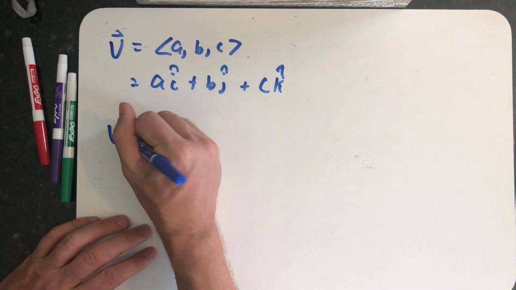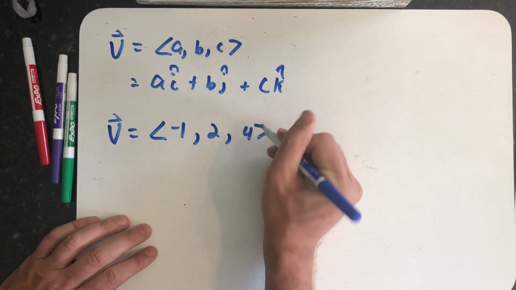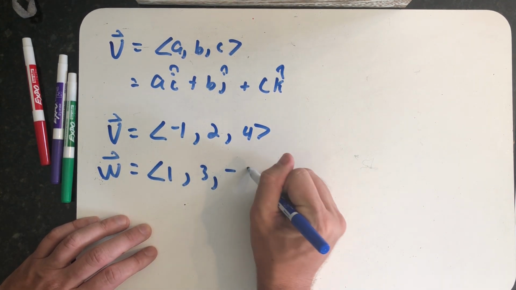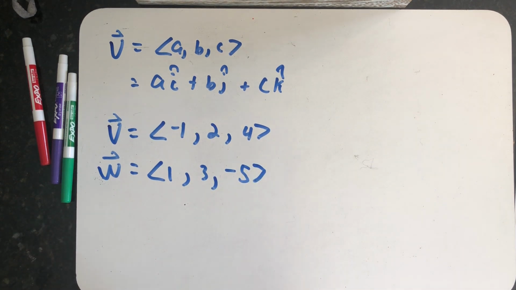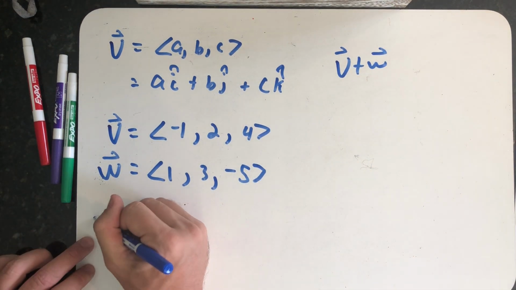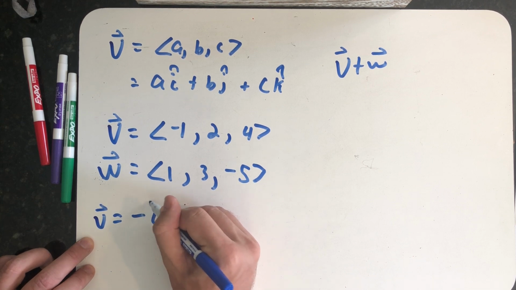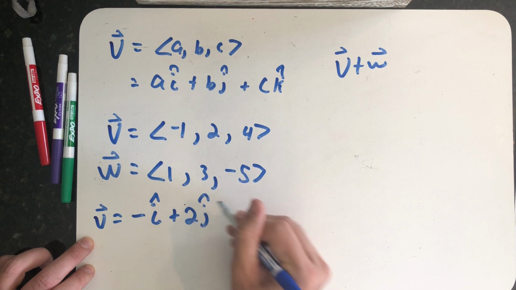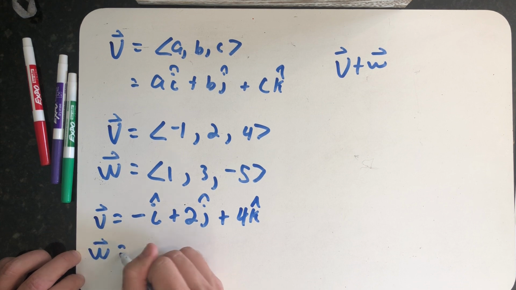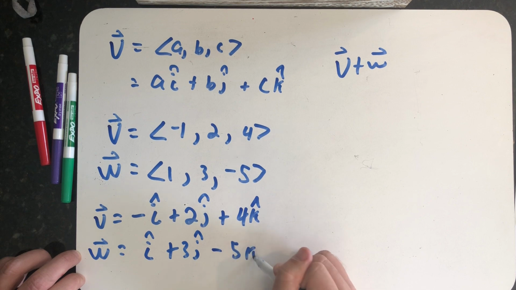using this notation, if I was to take a vector v and a different vector, this time I'll call that other vector w, and I wanted to add those 2 vectors. Well, I know exactly how to do that, but if I take those vectors and I write them down in our new notation, vector v would be minus i plus 2j plus 4k, and vector w would be i plus 3j minus 5k.